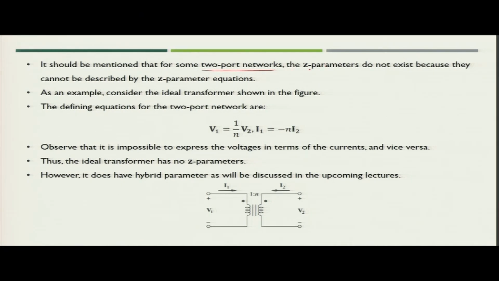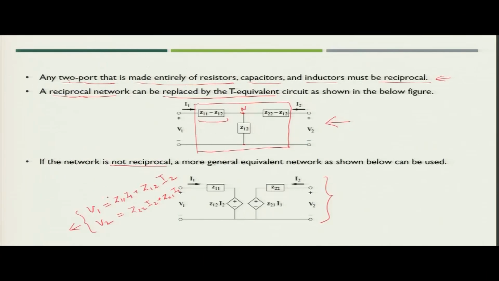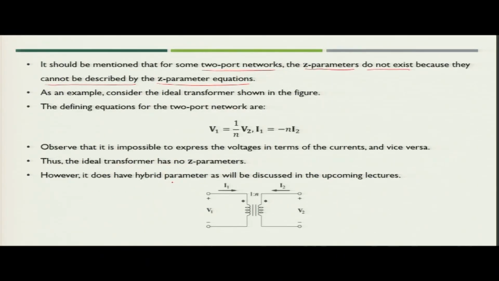Now, a few more things which we have to understand for two port networks. The Z parameters do not exist for some of the two port networks, because they cannot be described by the Z parameter equations which we saw. So, if you cannot represent the two port network with the help of these two Z parameter equations, it means those networks cannot be represented in the form of Z parameters. Now, what can be the example?